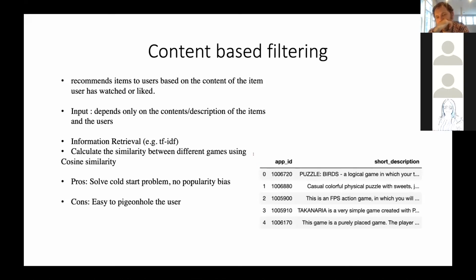And then we will use information retrieval. It's one of the techniques that can quantify this text into numbers, because the machine only accepts numbers. And then we use the same metric to calculate the similarity between the items. We use cosine similarity to calculate the similarity between different games.